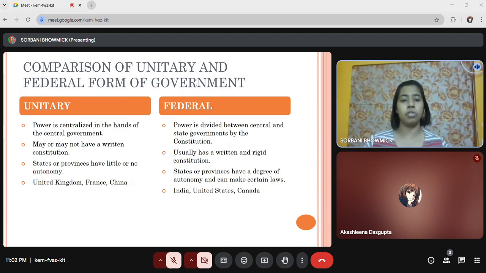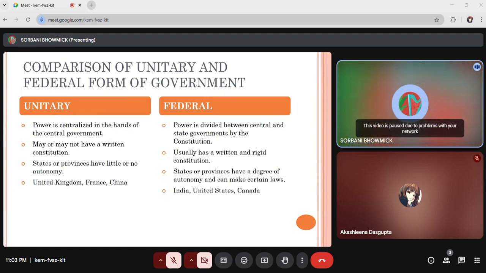Power is centralized in the hands of the government. Power is divided between the central and state government. Yes. Now, if you look at the division, unitary government is in UK, France and China, but federal government is in the United States, India, and Canada. Now, a country may or may not have a written constitution. India has a written constitution. The US has a written constitution. Canada has a written constitution.